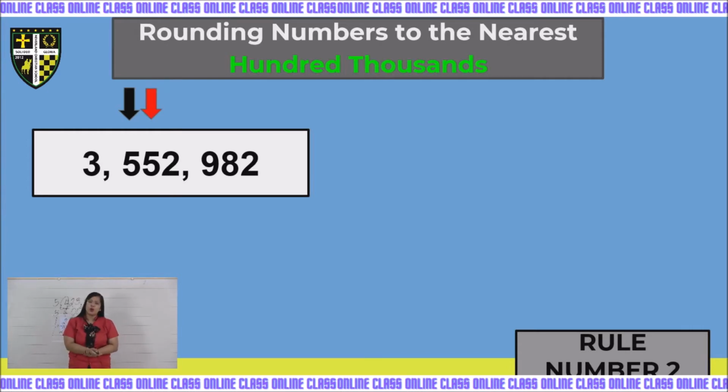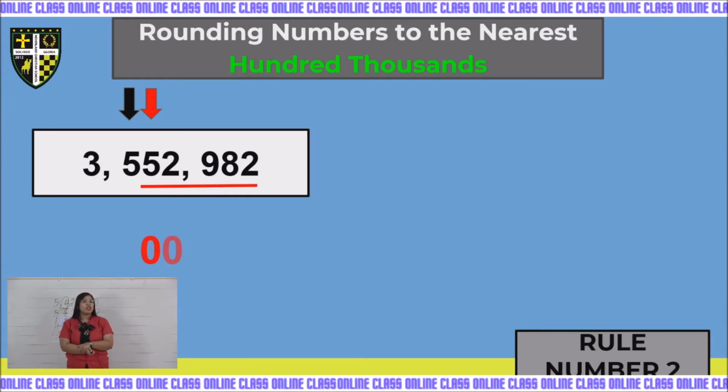So what have you noticed? 5 is greater than or equal to 5. So meaning, we will just add 1 to the rounded digit. The 5 will become zero, and all the underlined digits, or all the digits on its right, will be 0, but not the rounded digit.